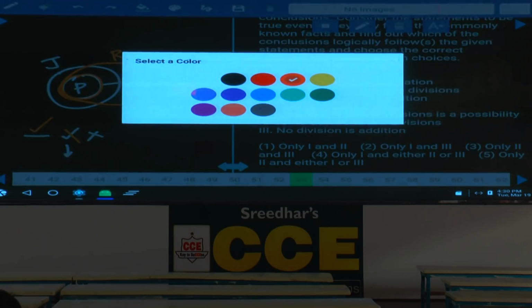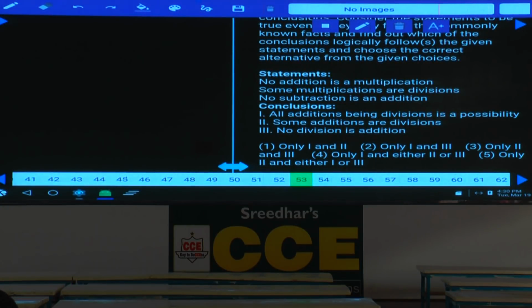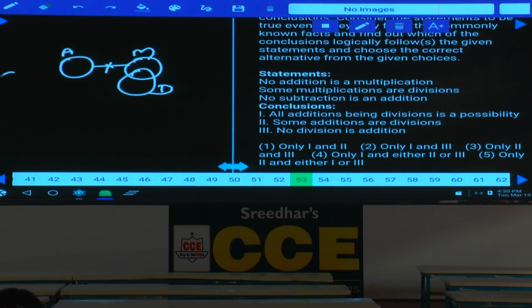now question number 53, then first one, no addition is a multiplication. No addition is a multiplication, this is addition and this is multiplication. No intersection between these two. Some of the multiplications are divisions. And next one, no subtraction is an addition. No subtraction is an addition, no intersection between these two. Subtraction and addition cannot be intersected, addition and multiplication cannot be intersected. And there is an intersection between multiplication and division. First one is a possibility.